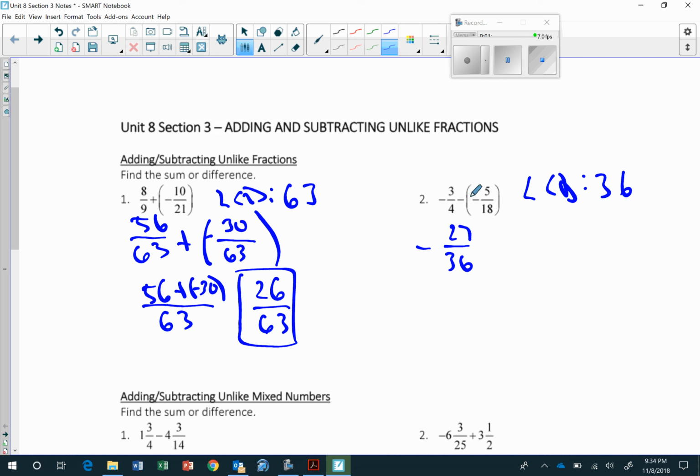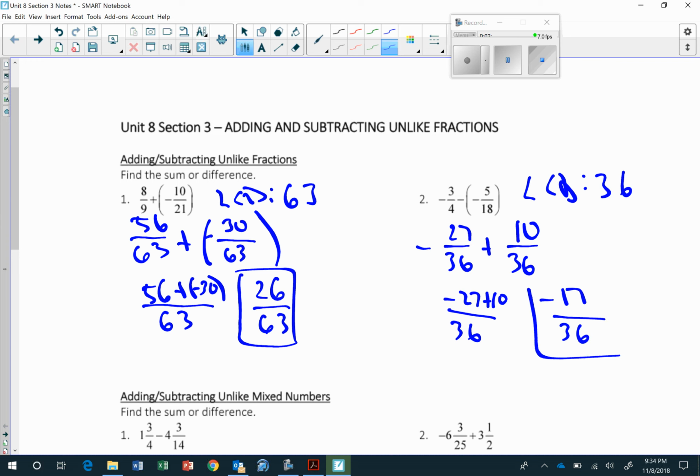It's minus negative 5/18, so I'm going to go ahead and just switch that to addition. 18 times 2 is 36, 5 times 2 is 10. They have a common denominator now, so I can go ahead and add those together. Negative 27 plus 10 is negative 17 over 36. Those don't have anything in common, so I'm all done there.